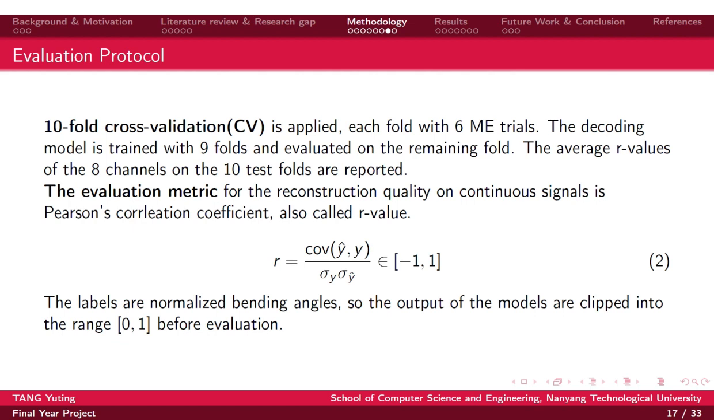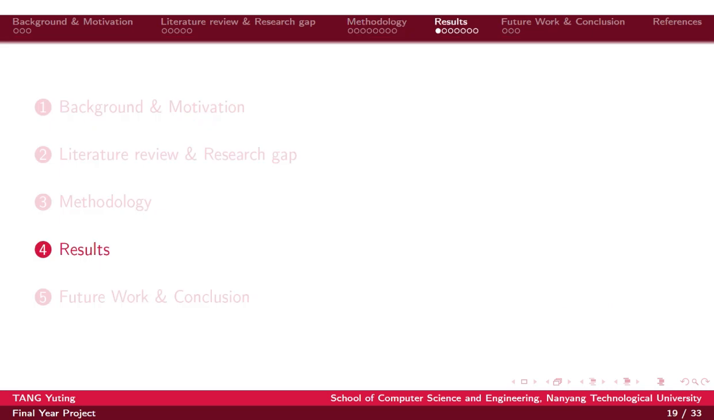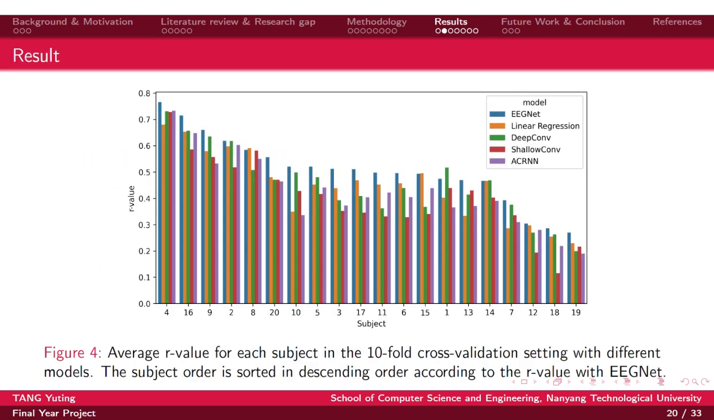Tenfold cross-validation is applied to evaluate the model performance, each fold with 6 motor execution trials. The decoding model is trained with 9 folds and evaluated on the remaining fold. The average R values of the 8 channels on the 10 test folds are reported. The evaluation metric we use is the Pearson correlation coefficient, in other words, the R value. And the labels are normalized bending angles, so the outputs of the models are clipped within the range between 0 to 1. The models experimented include the linear model, EEGNet, deep convolution, shallow convolution, and ACRNN. In the following section, we will elaborate the results we got.